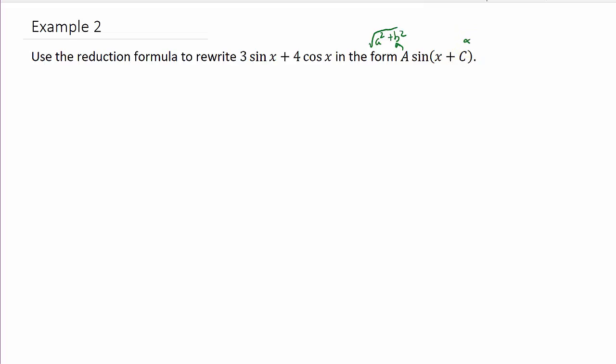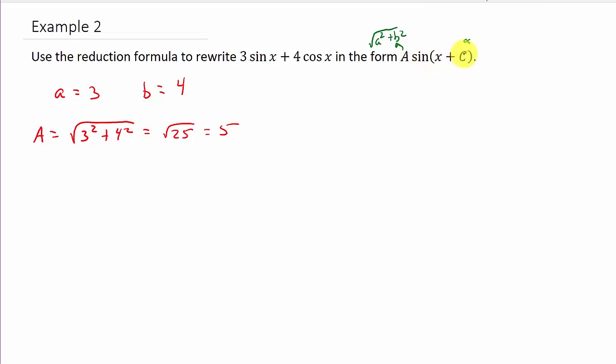So the first thing we need to do is find A. But let's go ahead and identify what little a and b are. So a is 3. That's the number in front of sine. b is 4. That's the number in front of cosine. So now A is equal to the square root of 3 squared plus 4 squared. So that's going to be 9 plus 16, which is 25, and the square root of 25 is 5. So there's A, the number in front of sine.